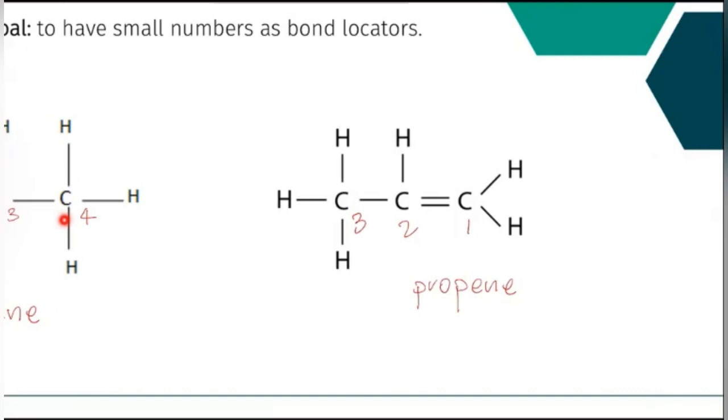Again, the goal is to have small numbers as bond locators. So between 1 and 2, we have 1 as the smaller number. So the name of this hydrocarbon or this compound is 1-propene. Okay? So that's how you name alkenes with one double bond.